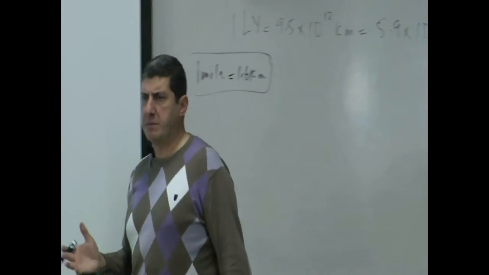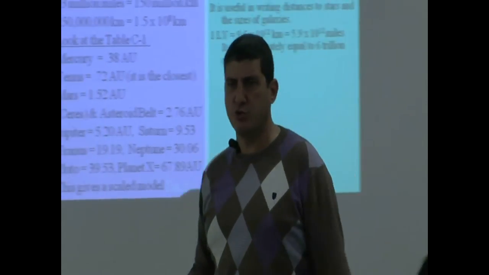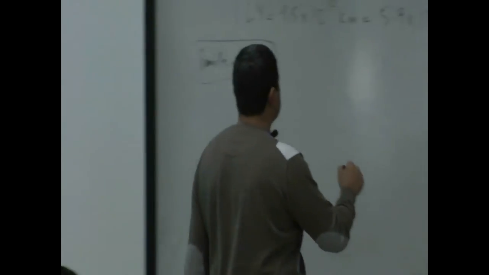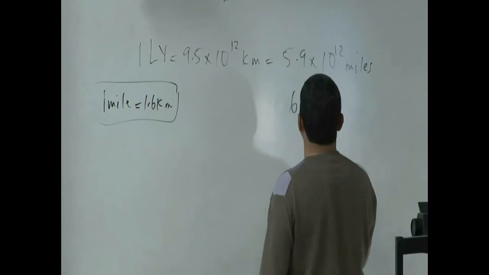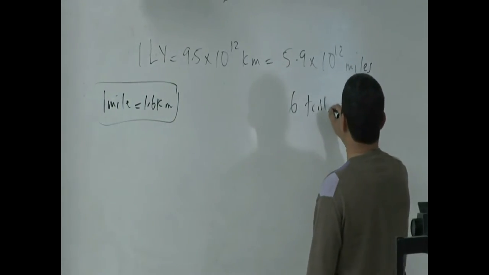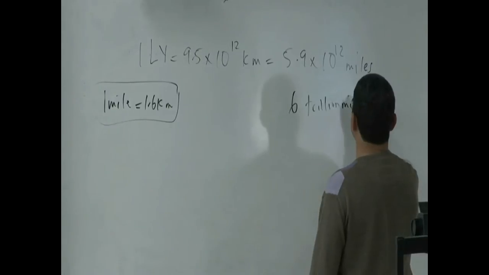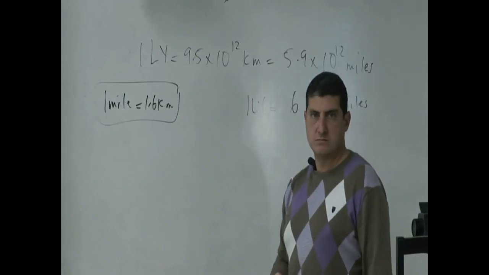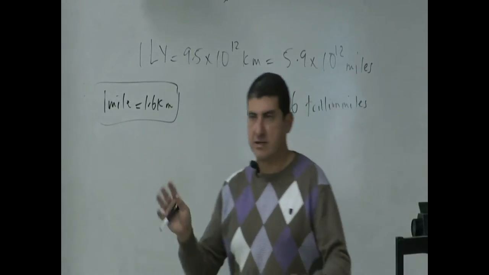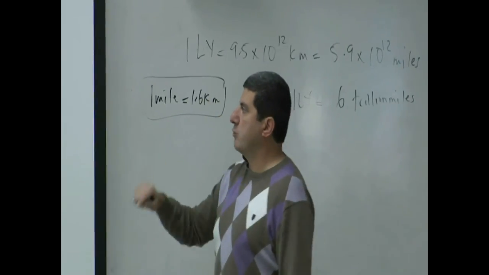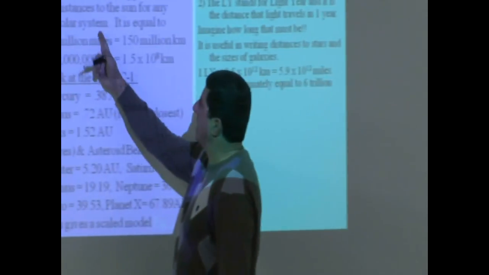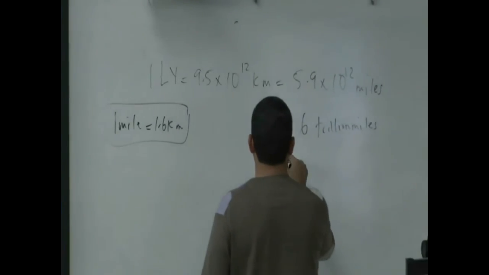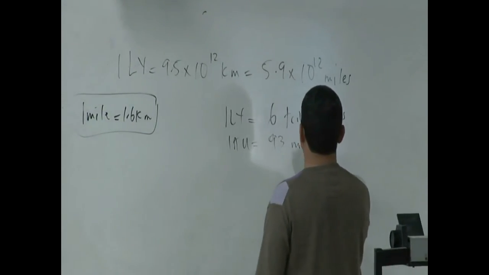So if you want to quickly remember it, somebody stops you on the street and asks you, how big is the light year? Just approximately, 5.9 is approximately 6, right? 10 to the 12th is a trillion. So one light year is 6 trillion miles. That's how to remember it quickly. One light year, 6 trillion miles. How big was the AU? The AU was 93 million miles.